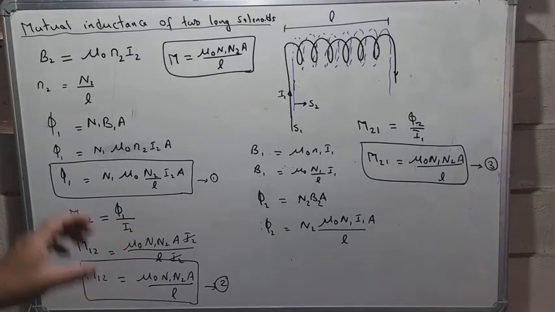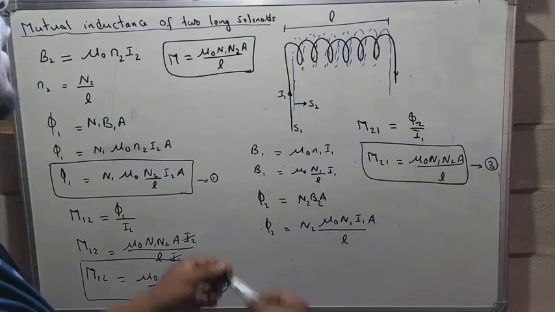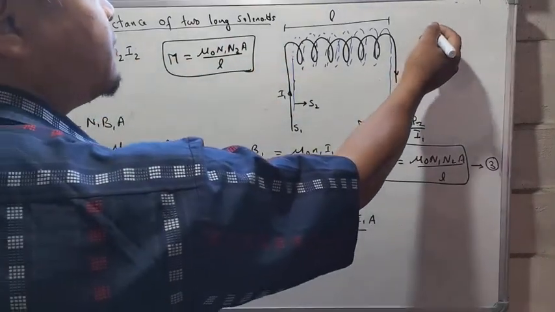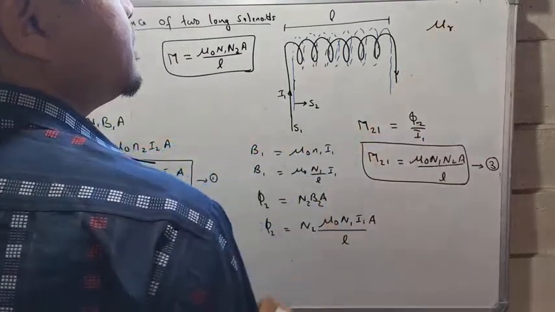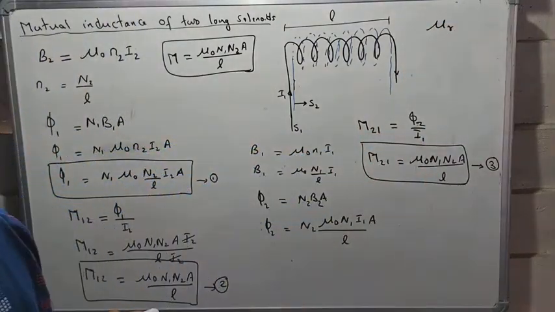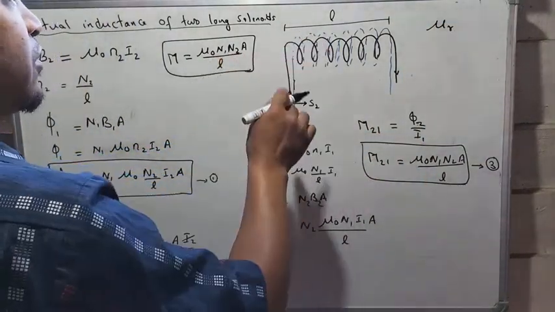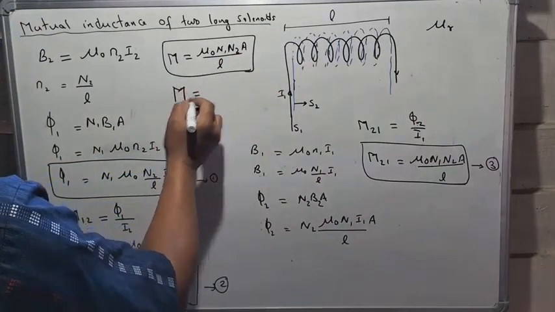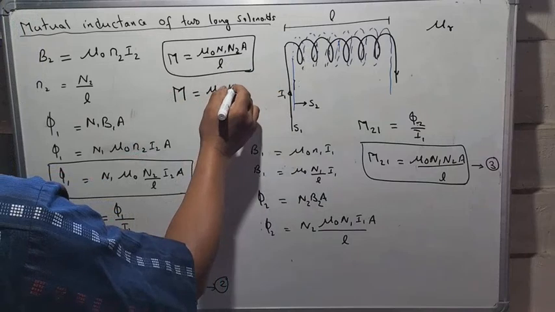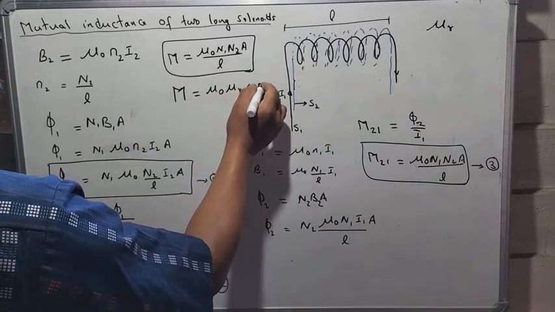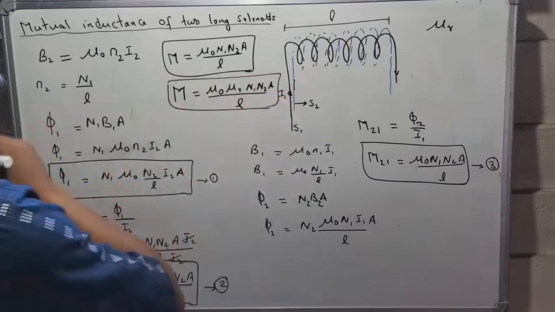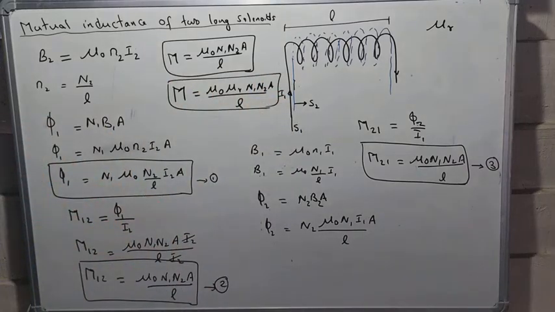If instead of an air core, let's say I insert an iron core having a relative permeability mu r inside the two solenoids, then the mutual inductance becomes mu naught mu r N1 N2 A by L. This is the expression of the mutual inductance of two long solenoids with an iron core inside.